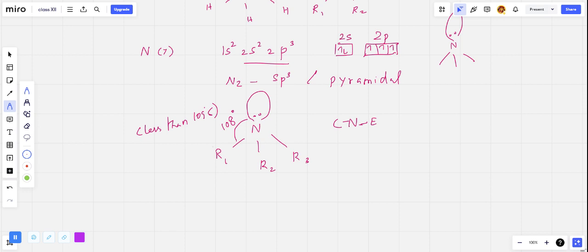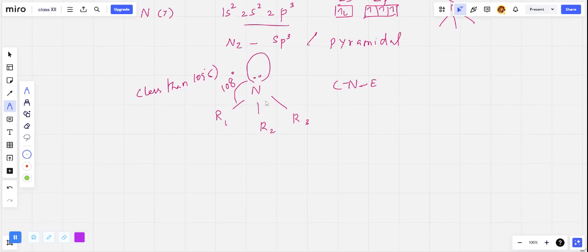Then if you take classification, understood? Any doubt for any structure? Okay.